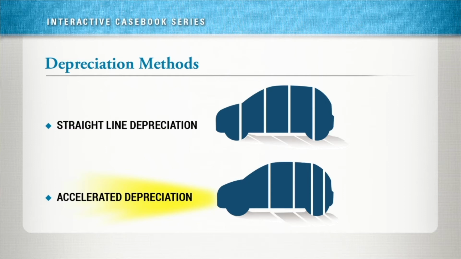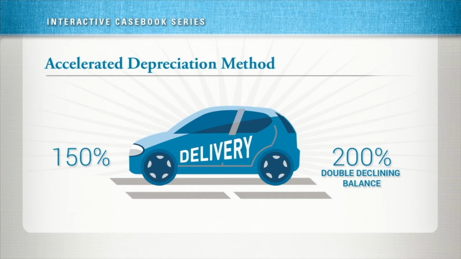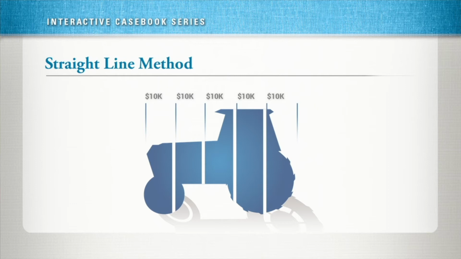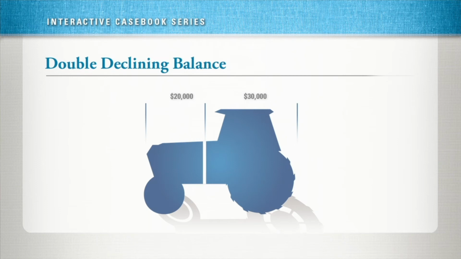The most common accelerated method is the 200% method, or double declining balance method. With the double declining balance method, you take the amount that would have been allowed under straight line method and you multiply it by 200%, or double it. In the first year, you get double the amount you would have gotten under the straight line method. For example, if you have a tractor worth $50,000 with a recovery period of 5 years, you would depreciate $10,000 a year under the straight line method. Under the double declining balance method, you would receive $20,000 in the first year.